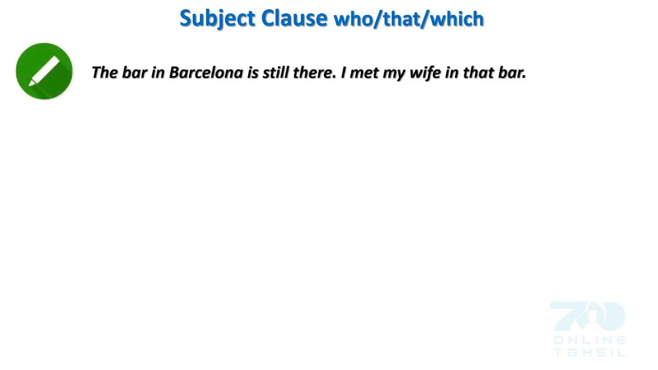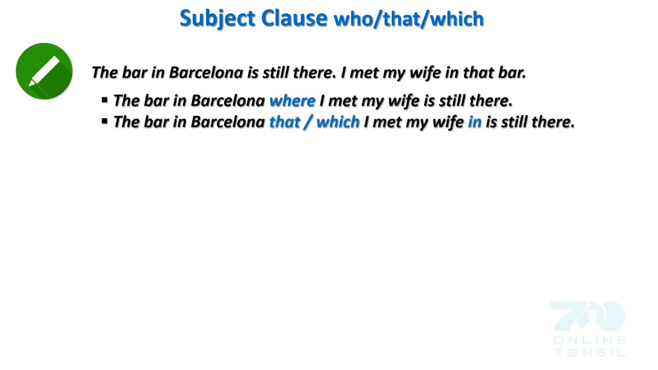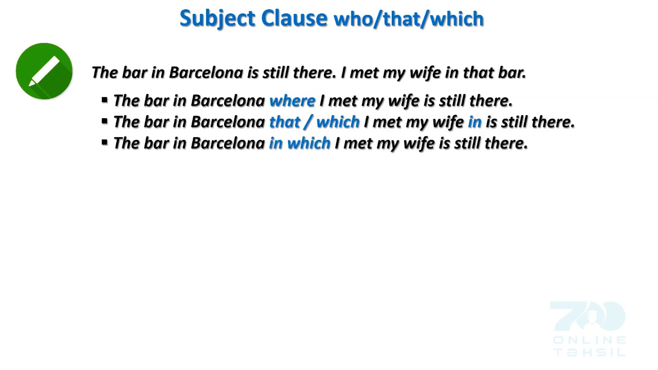The bar in Barcelona is still there. I met my wife in that bar. The bar in Barcelona where I met my wife is still there. The bar in Barcelona that, which, I met my wife in is still there. The bar in Barcelona in which I met my wife is still there.